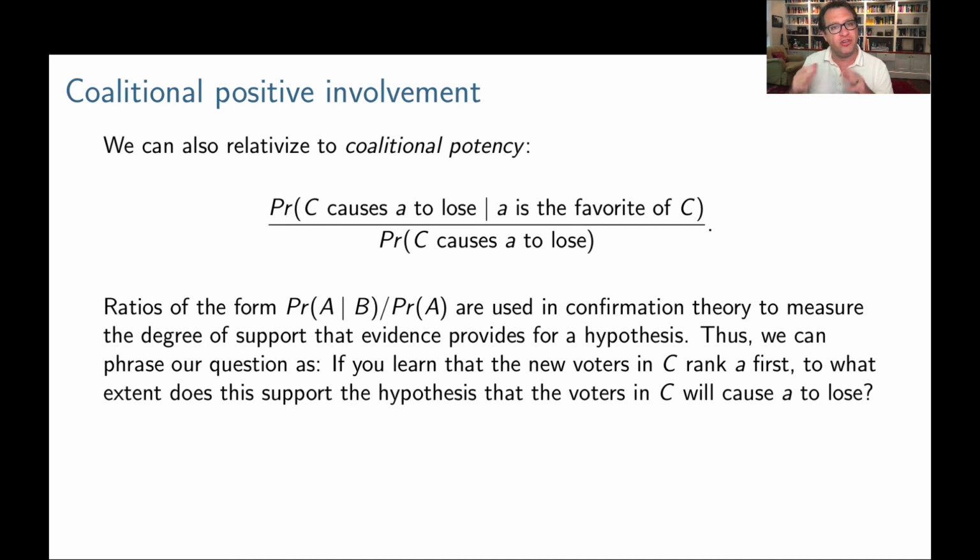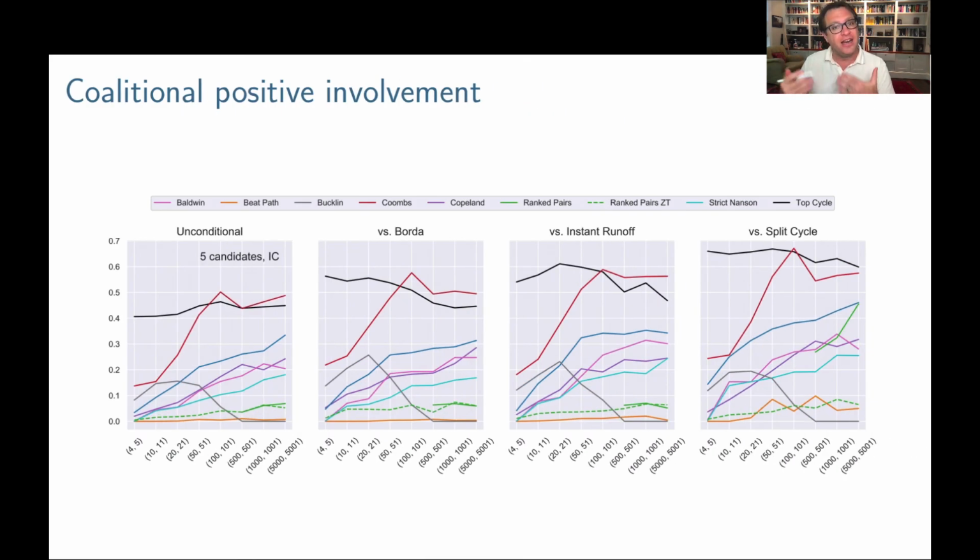Now, there's good justification for considering this ratio. Ratios of the form, the probability of A given B divided by the probability of A, are commonly used in confirmation theory to measure the degree of support that evidence provides a hypothesis. Thus, what we are really asking is the following. Suppose that you learn that the voters in C rank A first. To what extent does this support the hypothesis that the voters in C will cause candidate A to actually lose? And this gives us, again, another interesting measure to consider how bad certain voting methods are at violating positive involvement.